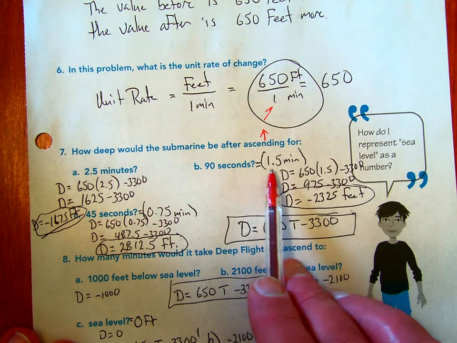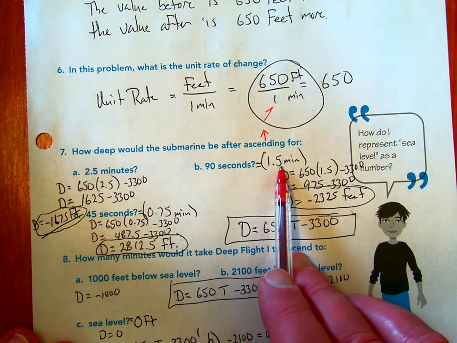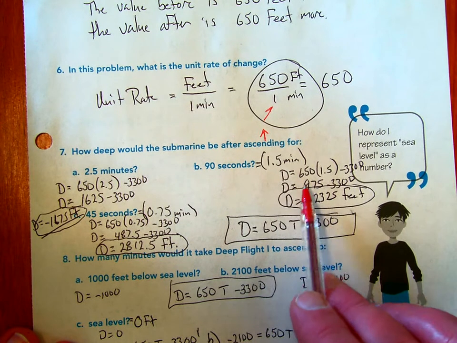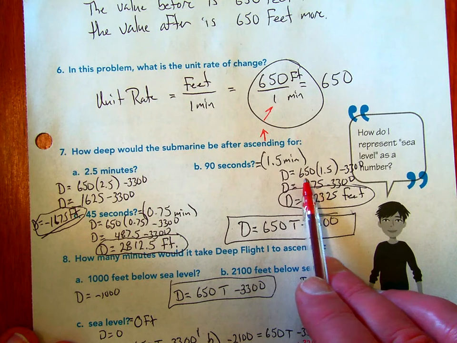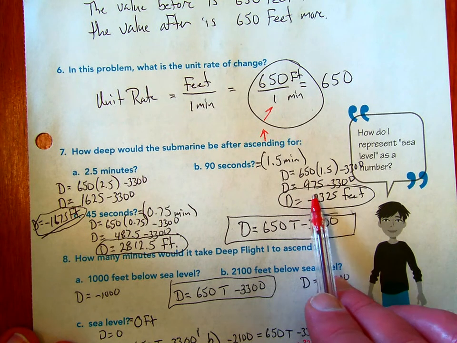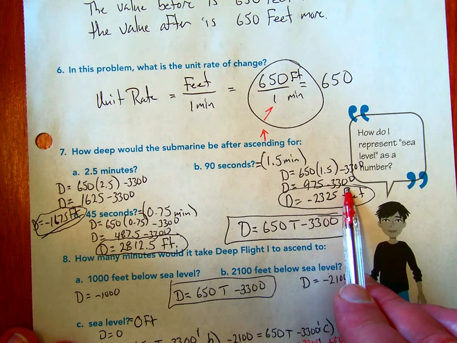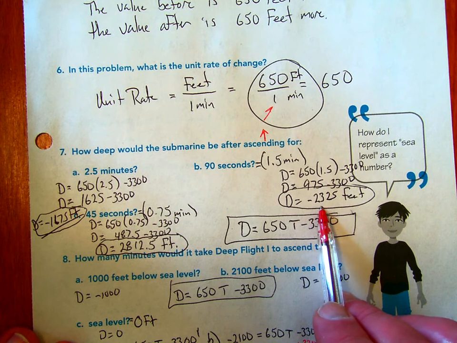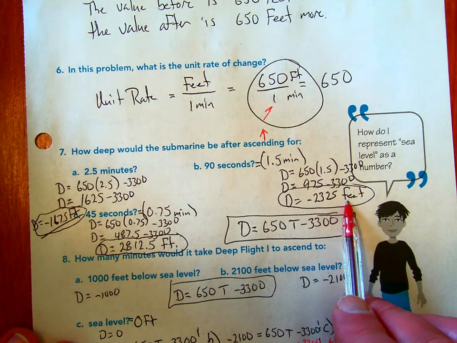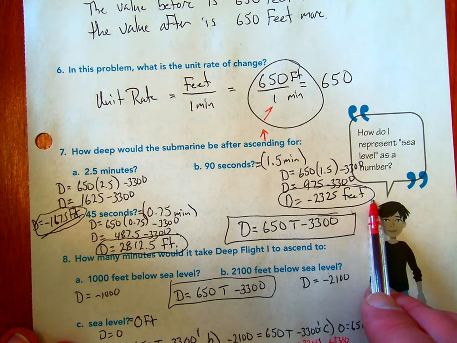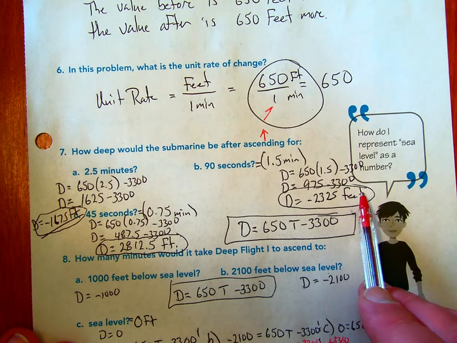90 seconds. In an earlier problem, on our previous page, 90 seconds is a minute and a half. We already found that. Depth is 650 times 1.5 minutes minus 3,300. 975 minus 3,300. Depth is negative 2,325 feet, or 2,325 feet below sea level. I could have written it either way.